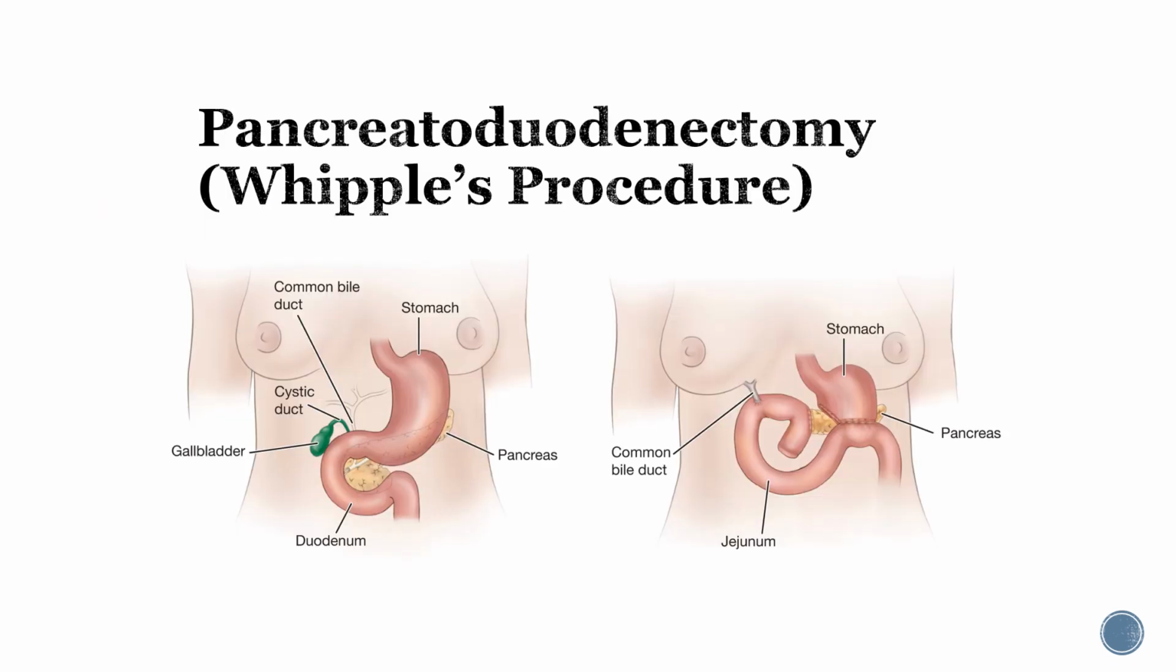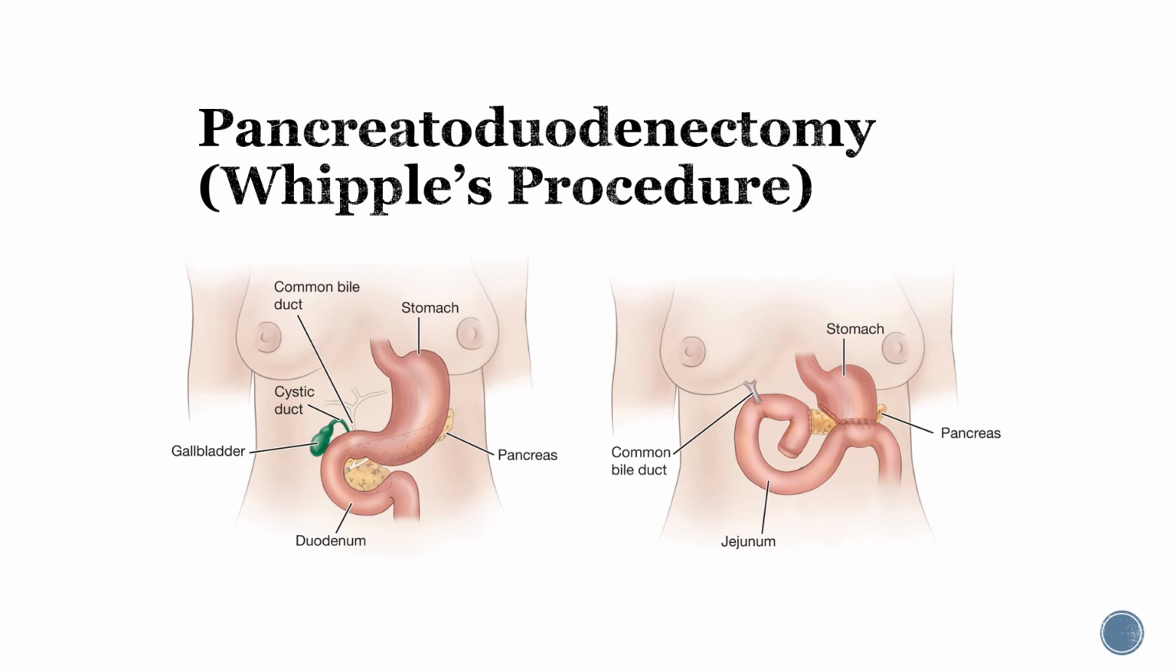The surgical procedure that we can do to remove part of the pancreas is the pancreatic duodenectomy, which is also known as the Whipple's procedure. And so here's a picture. There's another picture in your med-surg book that looks similar, a little bit different.